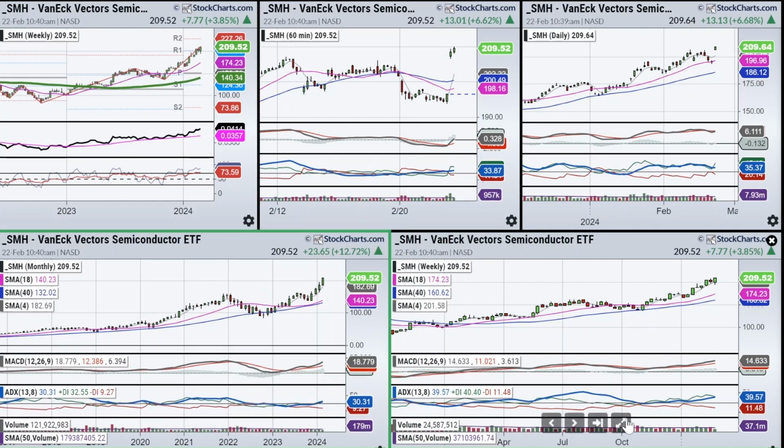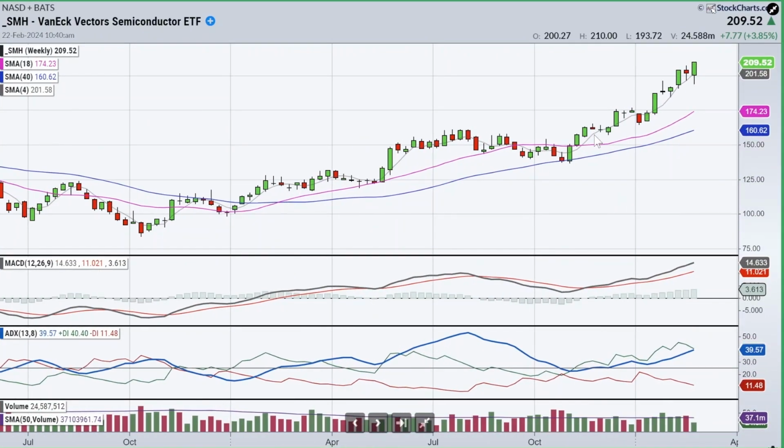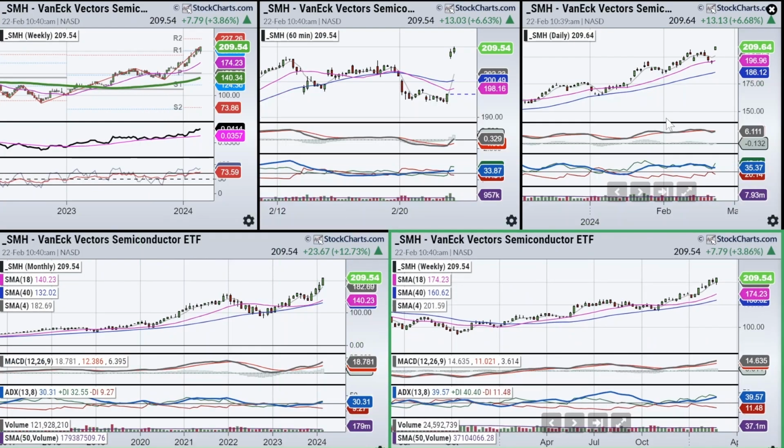Again, we've got a strong trend on the weekly. All right, we're in a good position here. The problem is we're not checking back to the weekly line. So again, the signals are taking place on the daily.